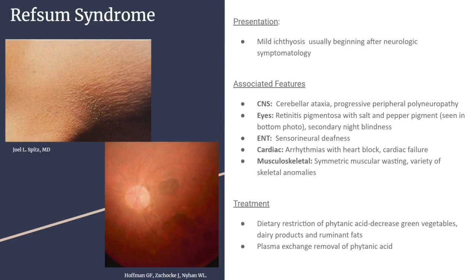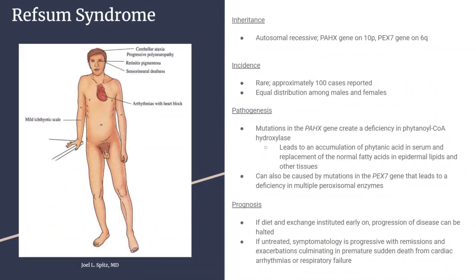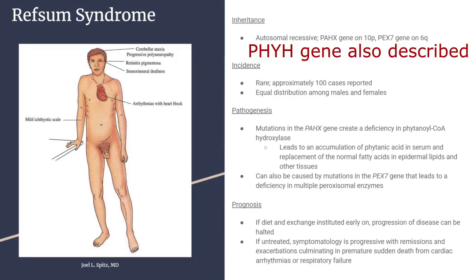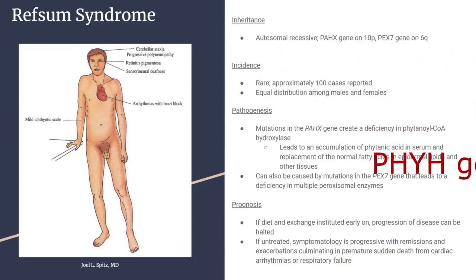The key here, and it's based on the mechanism of the mutation, is reducing phytanic acid in the diet. Phytanic acid you can find in heavy green vegetable diets, dairy products, and ruminant fats. In severe cases, you can try to do a plasma exchange of phytanic acid and get symptom improvement that way. The disease is autosomal recessive. It involves the PAHX gene on chromosome 10 or the PEX7 gene on chromosome 6. Rarely reported, but still relevant.